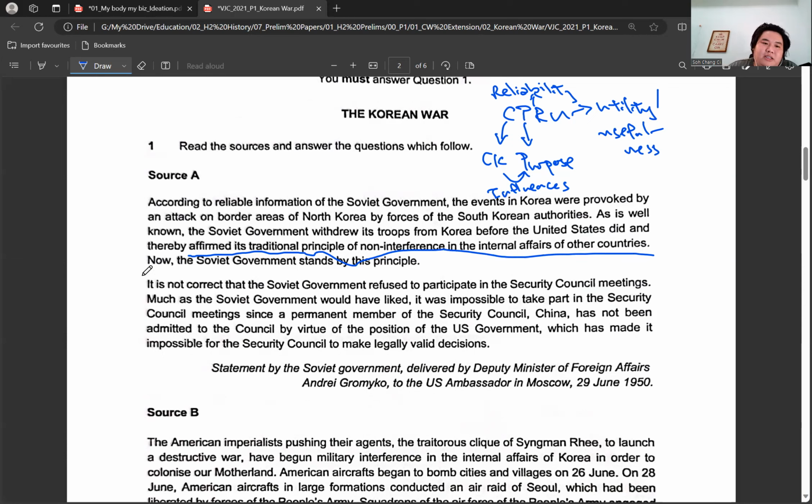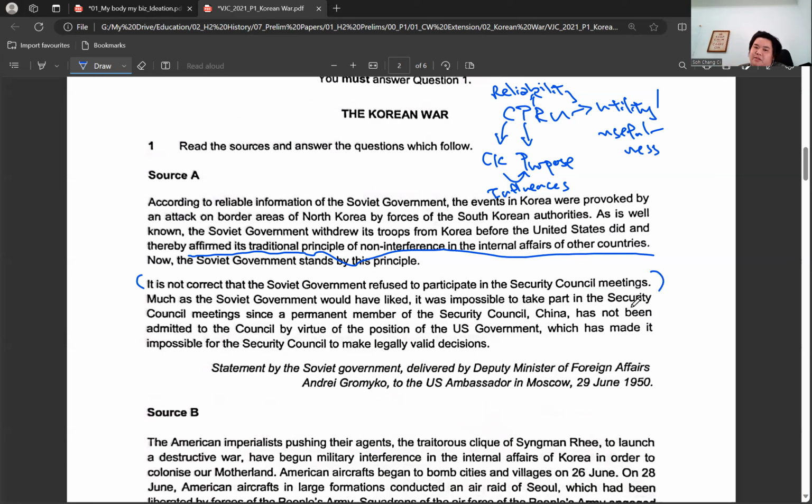For some context, the day that the Korean War started, and around that period, the USSR did not turn up for any SC meetings, right? In reality, it was meant to boycott it. So as much as the Soviet government would have liked, it was impossible to take part since a permanent member, China, has not been admitted to the council.